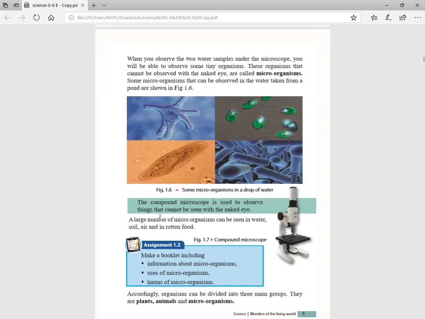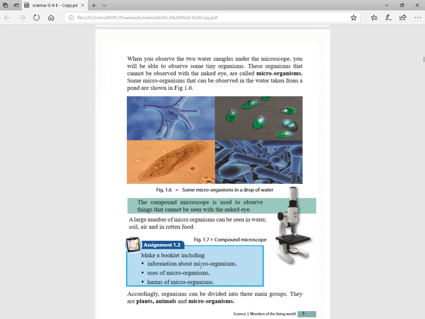The compound microscope is used to observe things that cannot be seen with the naked eye. This is an amoeba. This is chlamydomonas. This is bacteria. A large number of microorganisms can be seen in water, soil, air, and rotten food. This is a compound microscope. It is used to find microorganisms.